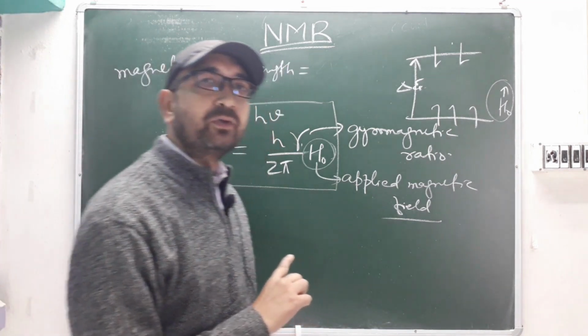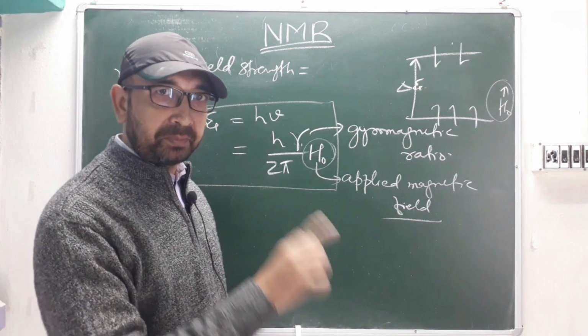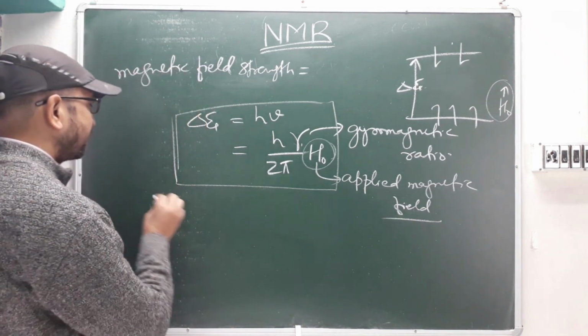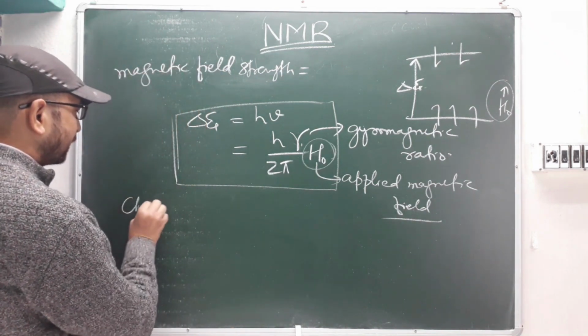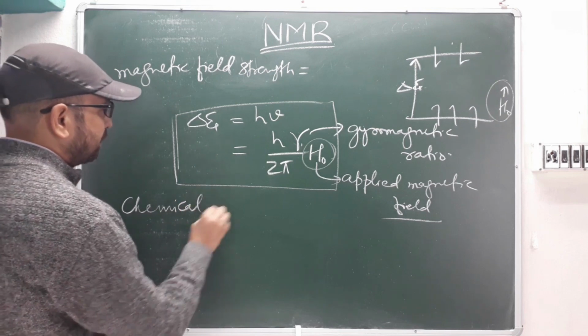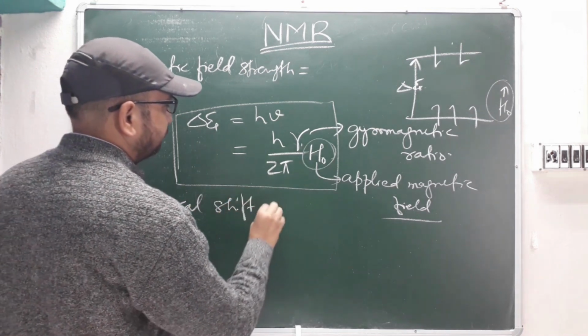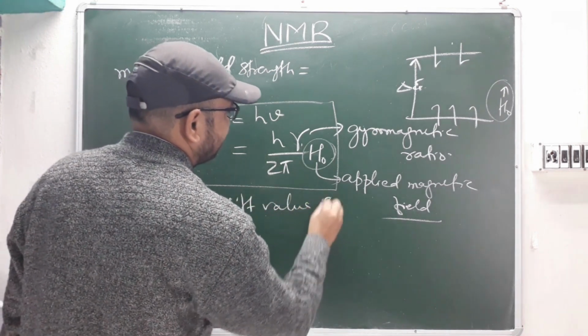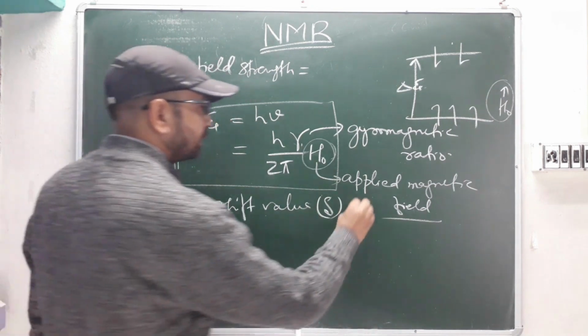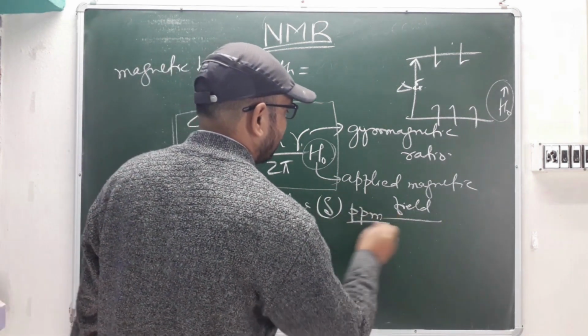One more formula I am going to discuss, which they have not asked, but maybe in an upcoming examination they might be asking. That is the chemical shift value. How to calculate the chemical shift value, meaning delta in ppm, okay. So this is in ppm, and how are they calculating it, okay.